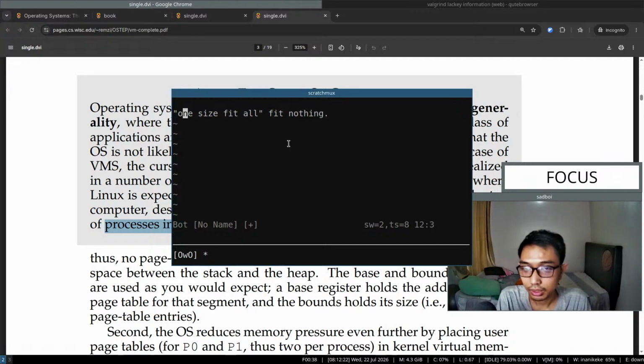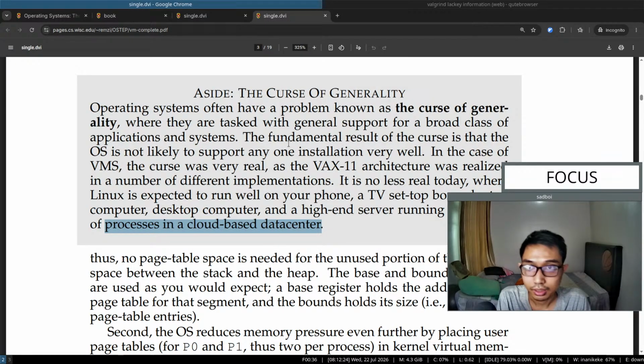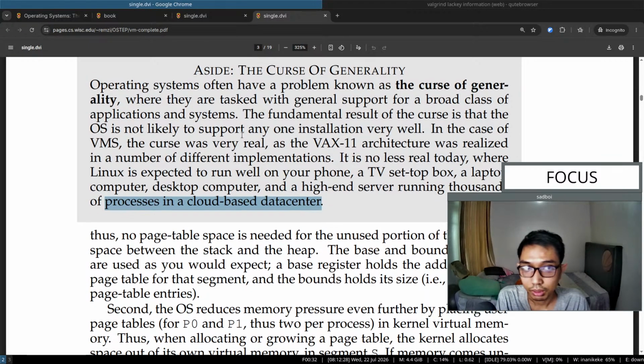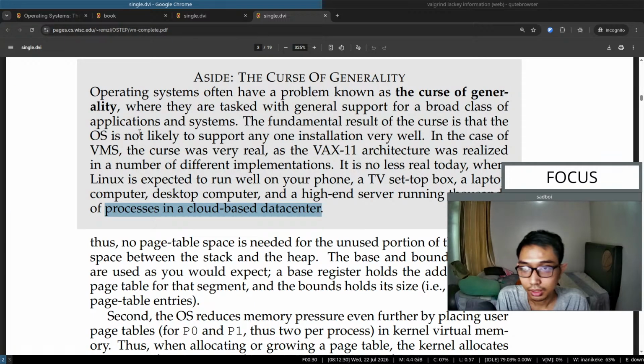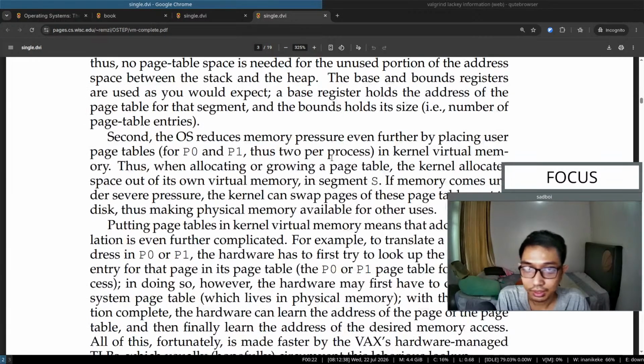So basically, the generality means that we are not likely to support any one installation very well. Okay.